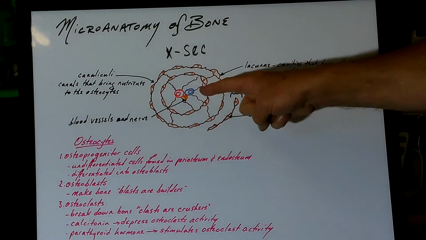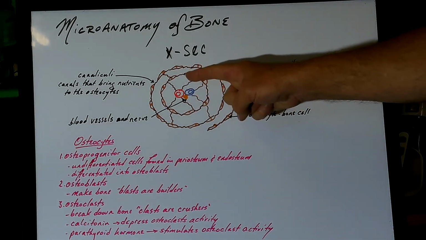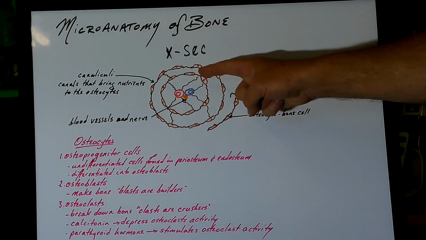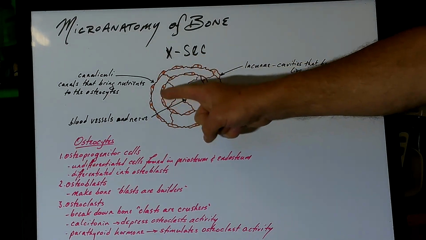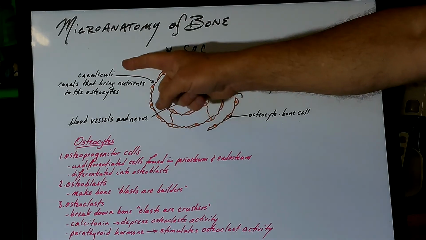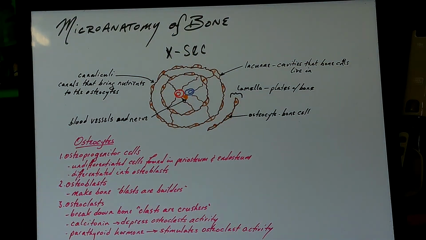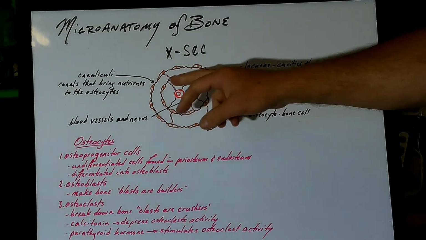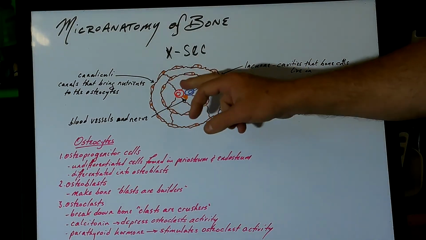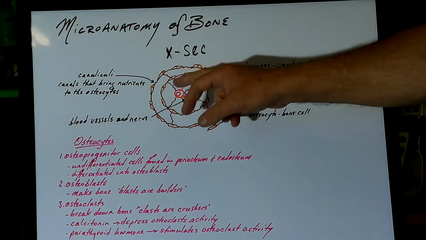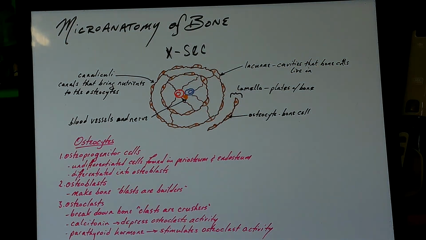So to enable those nutrients to supply the osteocytes inside the lacunae, we have a series of canals. They are called canaliculi. These canals supply the osteocytes with nutrients and carry the waste away.